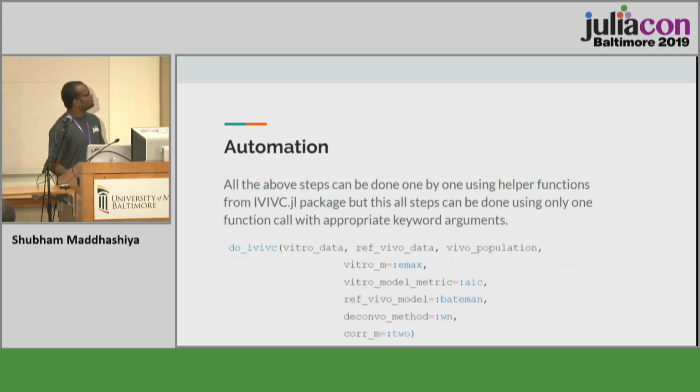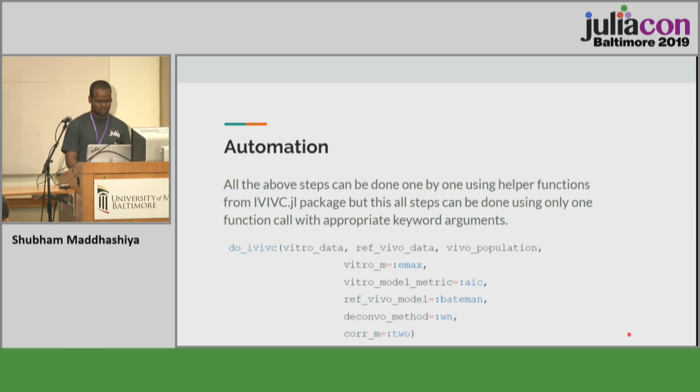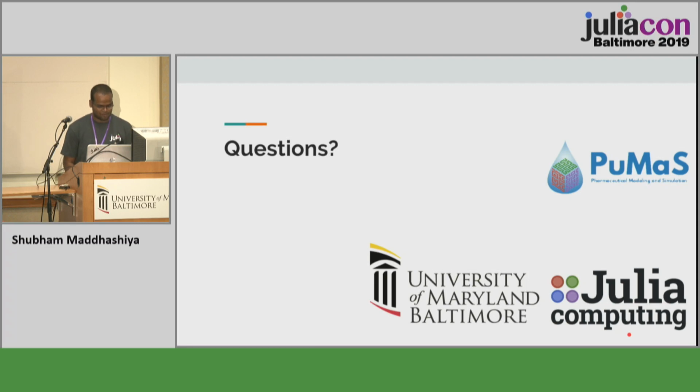So you can do all these major steps one by one using the helper functions from the IVIVC.jl package. But you can also do all these steps with only one function call, and that is do IVIVC. You just have to provide your in vitro data and reference data and some keyword arguments appropriately. So that's all. I'm happy to take questions.